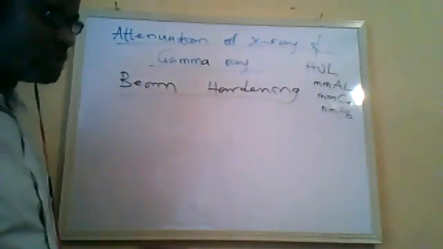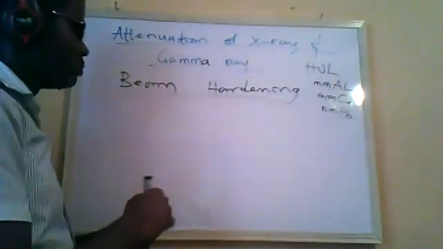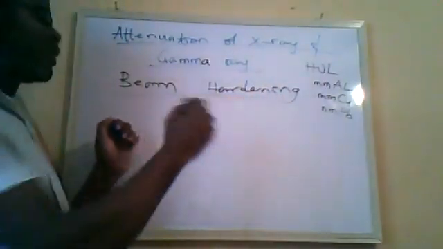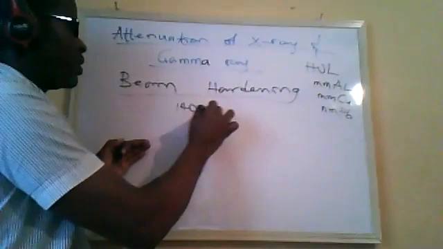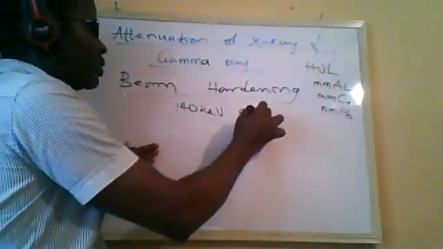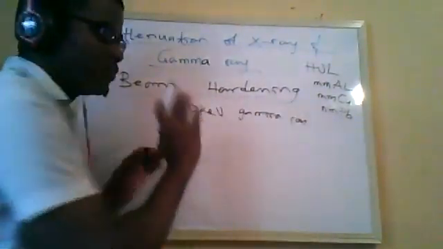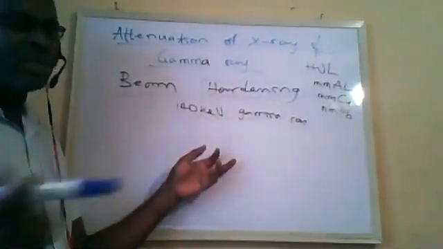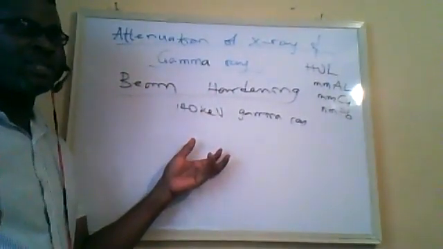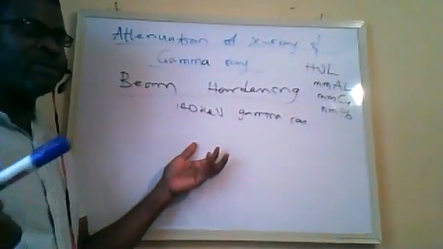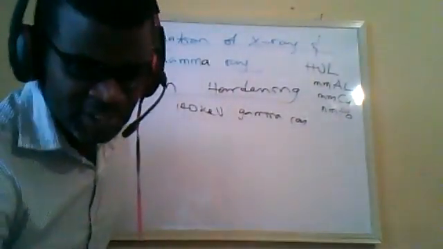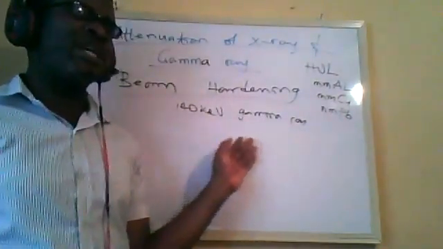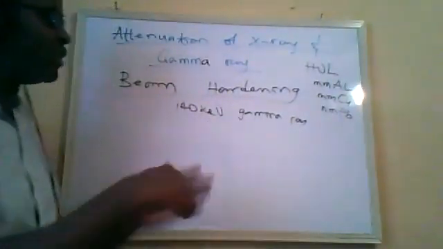Okay, let me take it this way. Let's say you have a 140 keV gamma ray for a monoenergetic beam. We don't encounter it in diagnostic radiology except in nuclear medicine, for example, in the use of technetium 99m in imaging. This is the energy of the gamma ray that results from the decay of technetium 99m to technetium 99, 140 keV, the photon that will be given up.